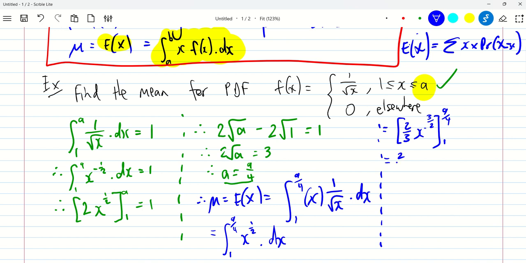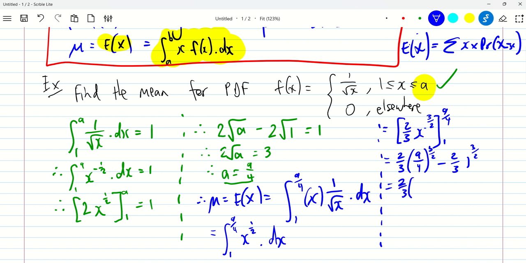So it's equal to 2/3 times 9 on 4 to the 3 on 2, take away 2/3 times 1 to the 3 on 2. Okay, so let's have a think about this. Actually, that's not too bad. That's 2/3.